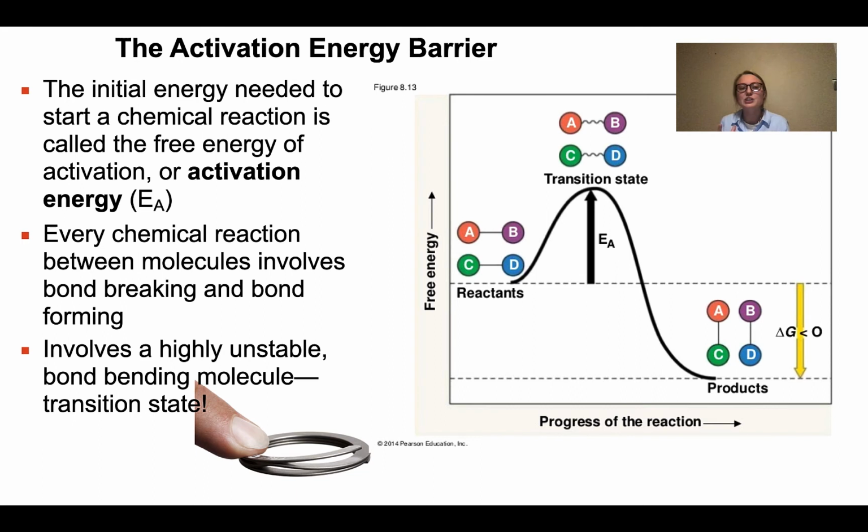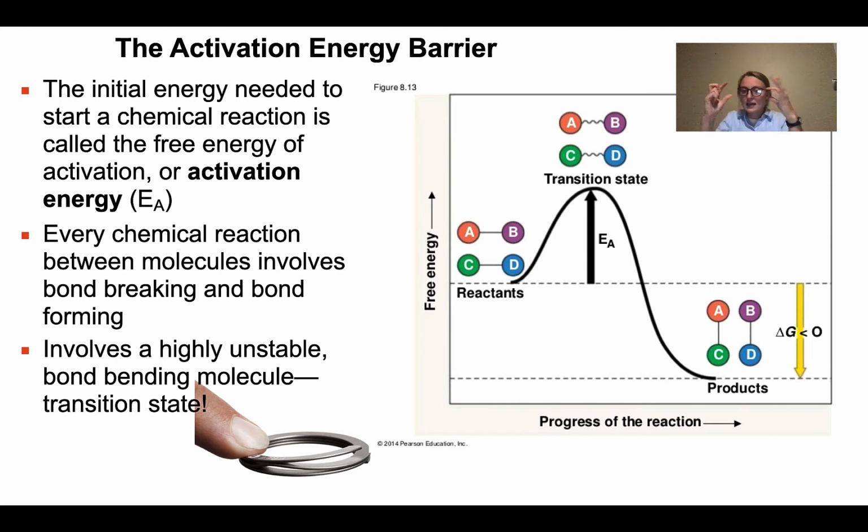So activation energy is just that initial energy needed to start the chemical reaction, okay? So every chemical reaction involves breaking bonds between molecules and creating bonds between molecules. In between the original reactants and the final products, there is a really high, unstable, bond-bending molecule, and we call that our transition state, okay? So changing one molecule to another involves contorting the starting molecule into a really high unstable state before the reaction can proceed.